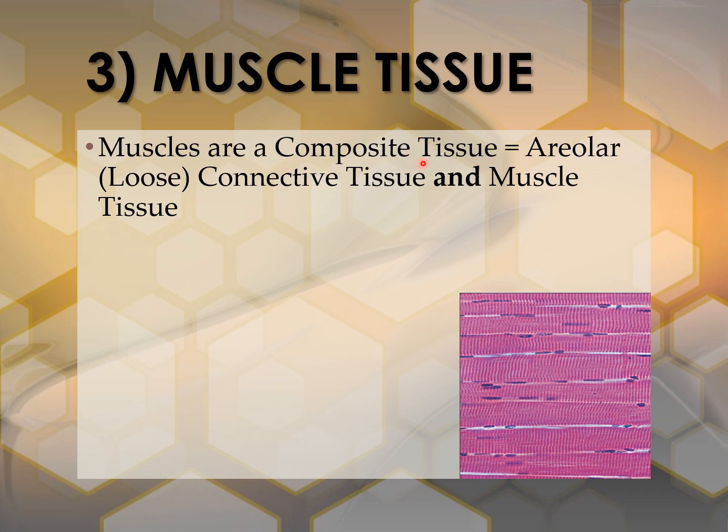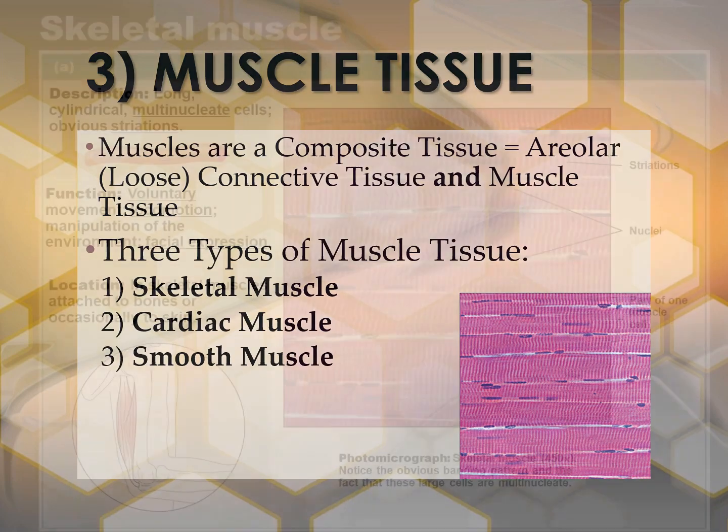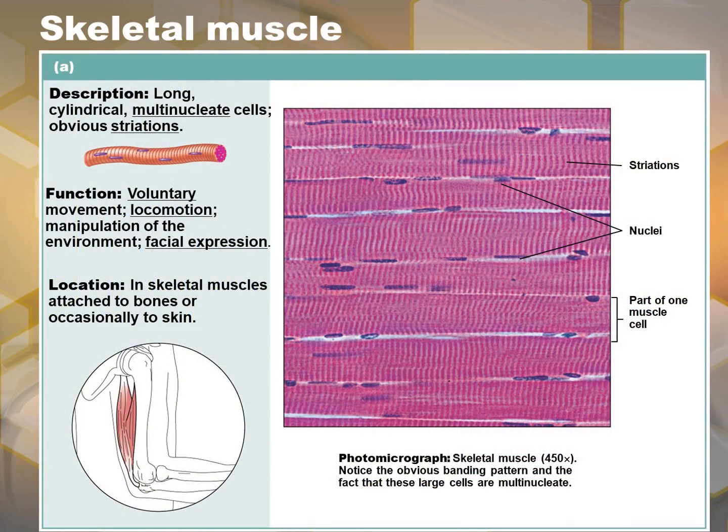So now our third tissue type is muscle tissue. And the thing about muscle tissue is it's actually what we call a composite tissue. So it is made up of the muscle tissue itself as well as areolar connective tissue, that loose connective tissue. So even though we talk about muscle tissue as being its own tissue type, it does have a little bit of connective tissue in it as well. So what are our 3 types of muscle? We have skeletal muscle, cardiac muscle, and smooth muscle. Okay, so let's go through all 3 of those muscle types.